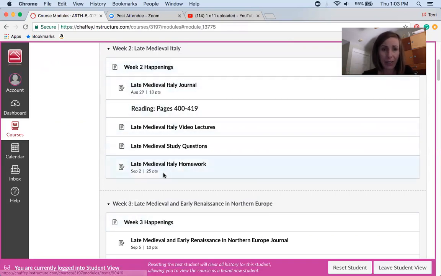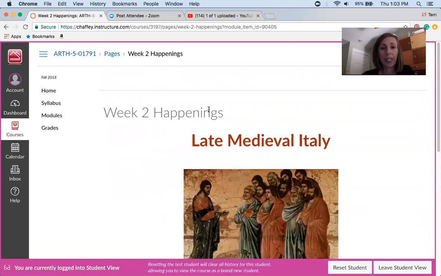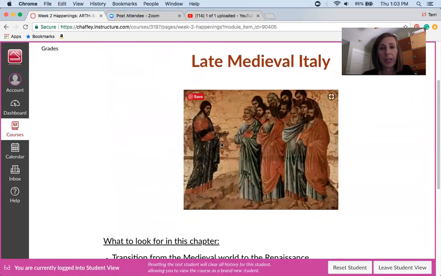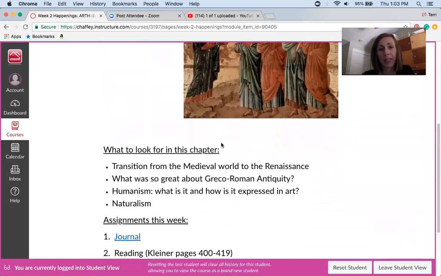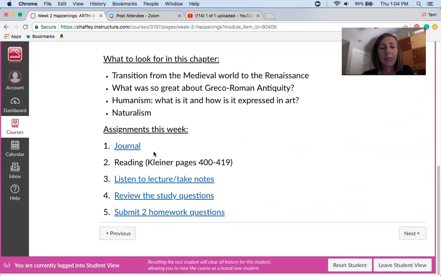Everything on the happenings is everything you see down here. It just looks prettier. So if you go to the week 2 happenings, it tells you everything you have to do that week. It starts with the chapter heading, which is Late Medieval Italy, a picture from that time period, and then some big ideas. Read these, it'll give you a little bit of an overview of what goes on in that chapter. And then it's the assignments for the week.